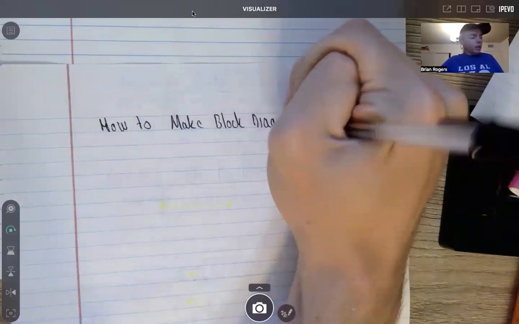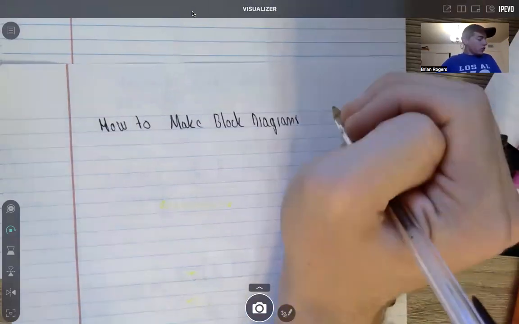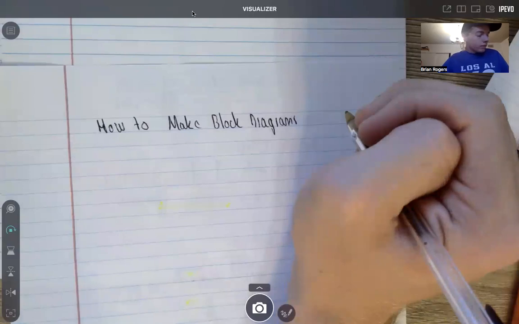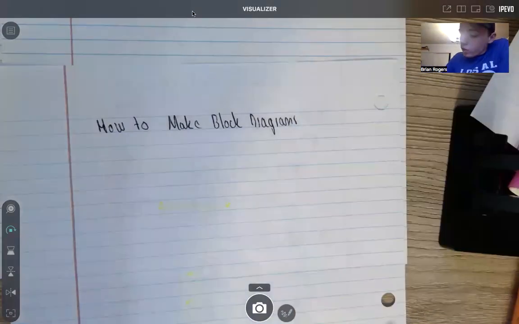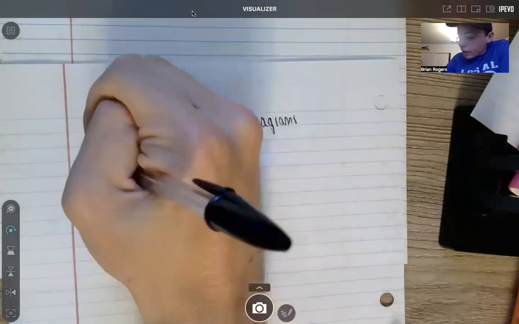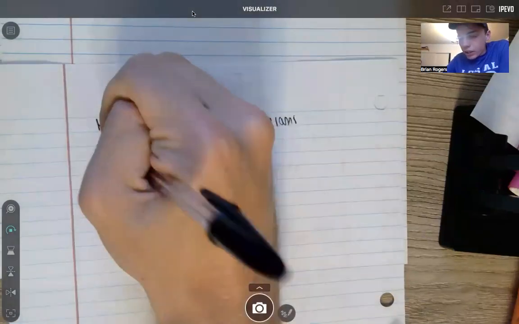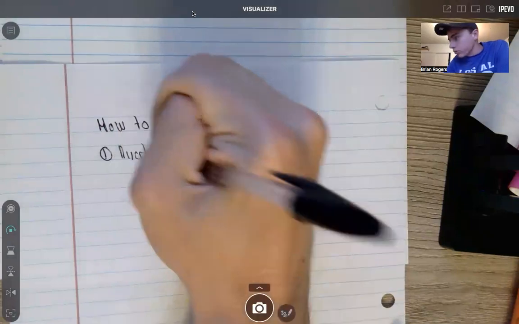So in an effort to make a good block diagram, there are basically two different forms. I'm going to talk about direct form 1. Honestly, I don't know why they called it direct form 1 and why they called it direct form 2.